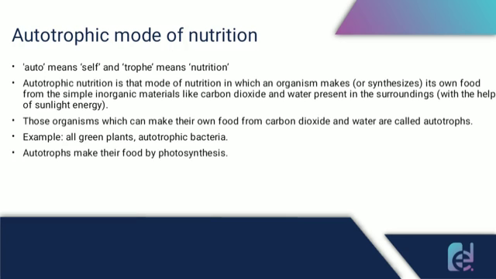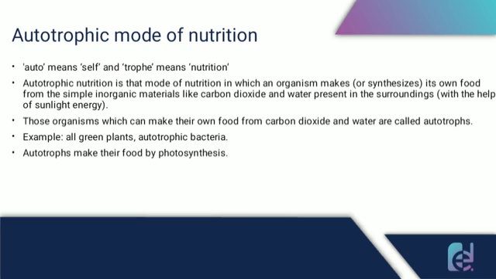Let's first discuss the autotrophic mode of nutrition. Autotrophic is made up of two words, auto and troph. Auto means self and troph means nutrition. Autotrophic nutrition is the mode of nutrition in which the organism synthesizes its own food from simple inorganic materials and water present in the surroundings, with the help of sunlight energy.